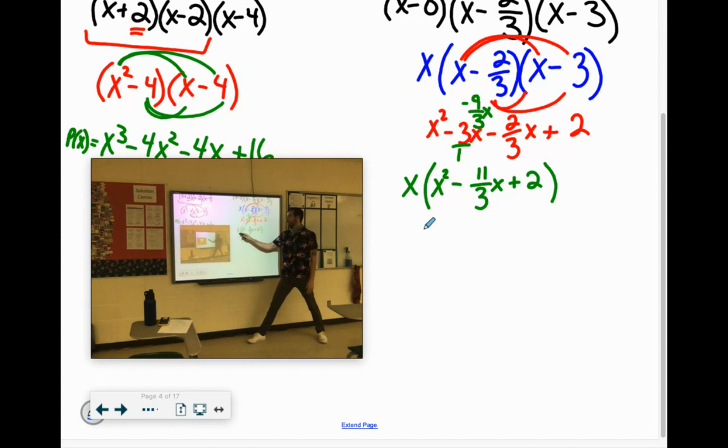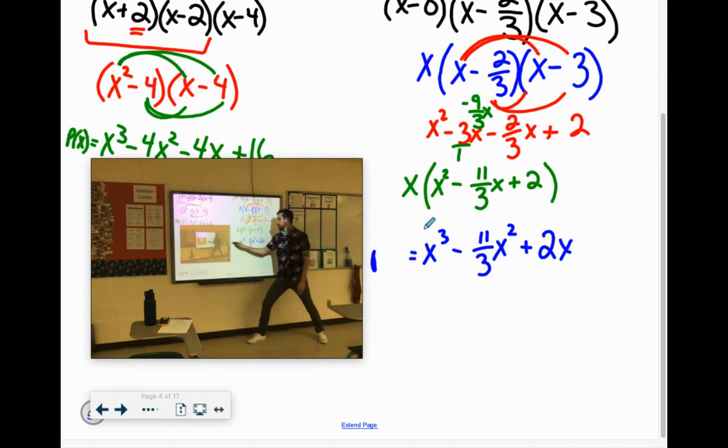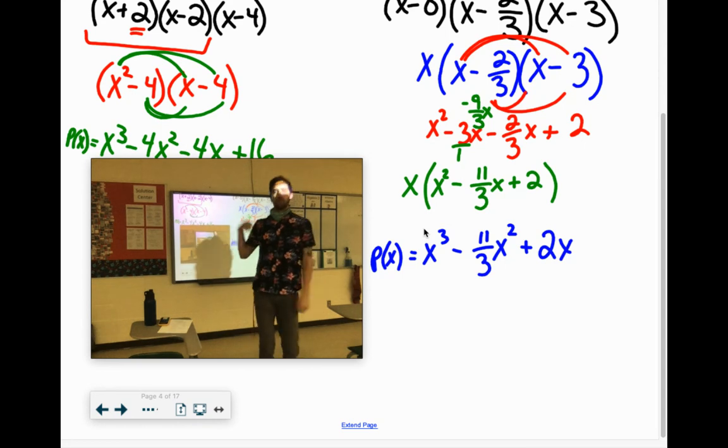So we're multiplying x times x squared, that would be x to the 3rd. x times -11/3 x squared would be -11/3 x squared. And x times 2 would be 2x. We'll say equals p of x, and we'll be done. Yes, let's do some more.